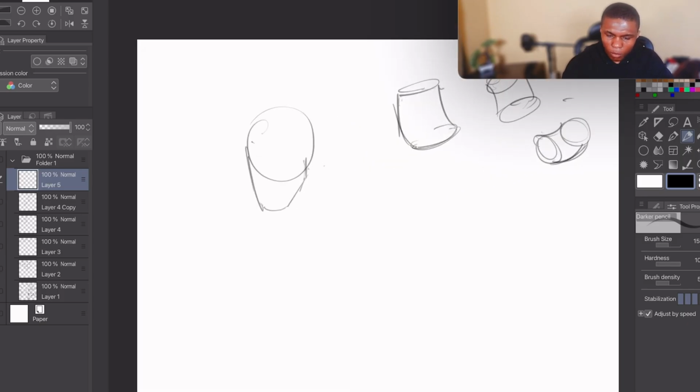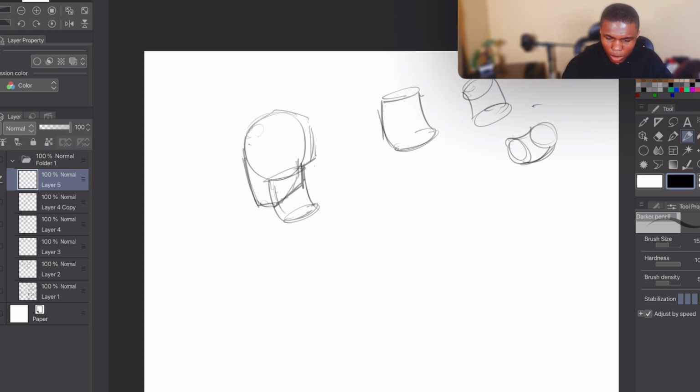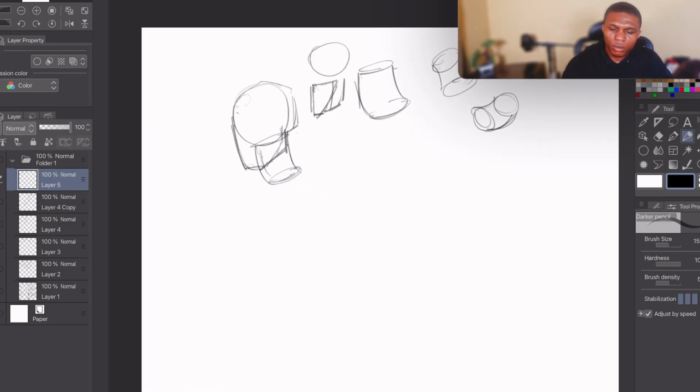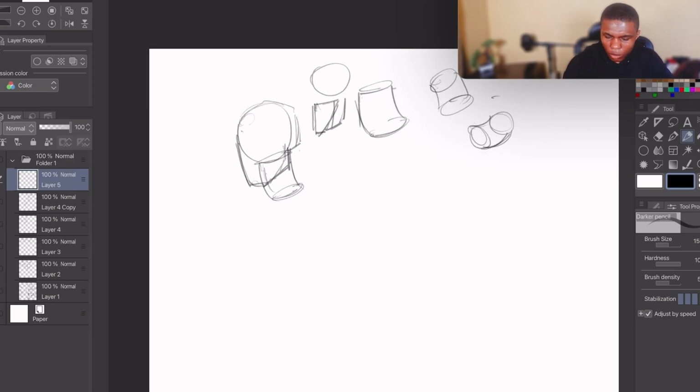So when you draw your head, of course, you put your cylinder here like this, basic shape. Your head extends a bit more like this. And this is the basic shape of the neck, right? Cylinder and then the head shape. The head shape is the circle and then the wedge. That wedge shape.